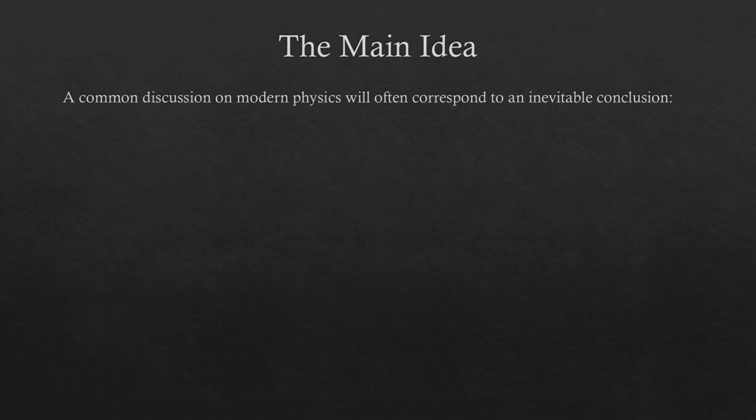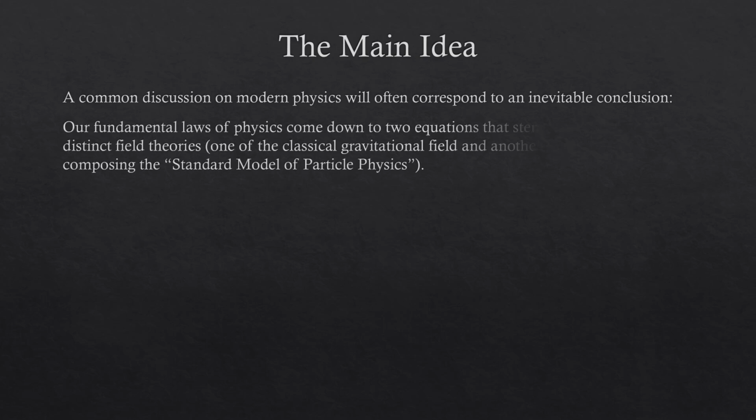So what is our main idea? A common discussion on modern physics will often correspond to an inevitable conclusion. Our fundamental laws of physics generally come down to two equations that stem from seemingly distinct field theories, one of the classical gravitational field and another of quantum fields, composing what's called the Standard Model of particle physics.